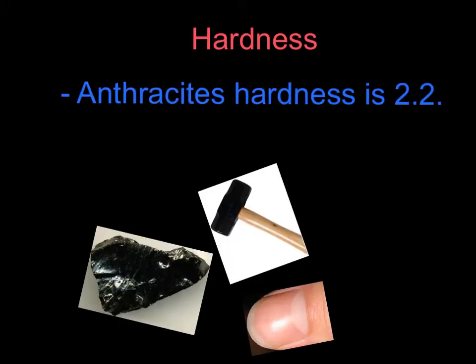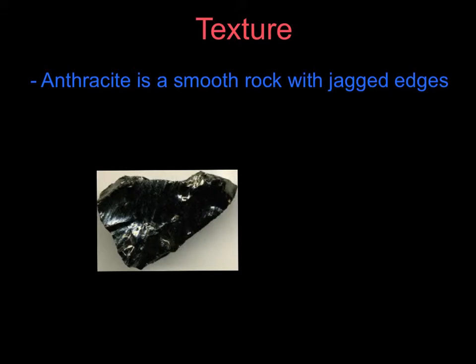Anthracite's hardness is a 2.2. It can be scratched very easily and is scratched by a fingernail. Anthracite's texture is smooth. You could also say it is jagged because of the edges it has.